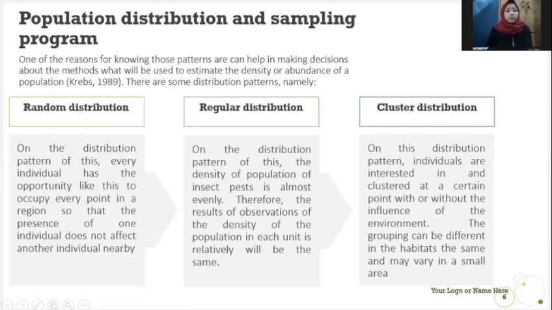Second, regular distribution. In this distribution pattern, the density of the population of insects is almost even. Therefore, the result of observation of the density of the population in each unit will be relatively the same. Third, cluster distribution. In this distribution pattern, individuals gather in a cluster at a certain point, with or without the influence of the environment. The grouping can be different in the same habitat and may vary in a small area.